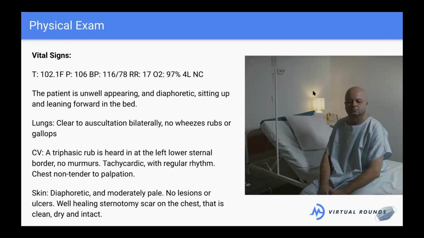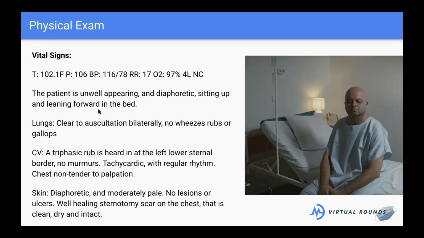And for those of you who don't know, nasal cannula is that clear tube that runs under the nose and then has the 2 little things that go in the nostril. So we're just running oxygen up into his nose basically. And he's sating 97, which is a little low, but he just had a big heart surgery. So he's appearing unwell. He's diaphoretic, which means he's kind of sweaty. He's sitting up and leaning forward in bed.